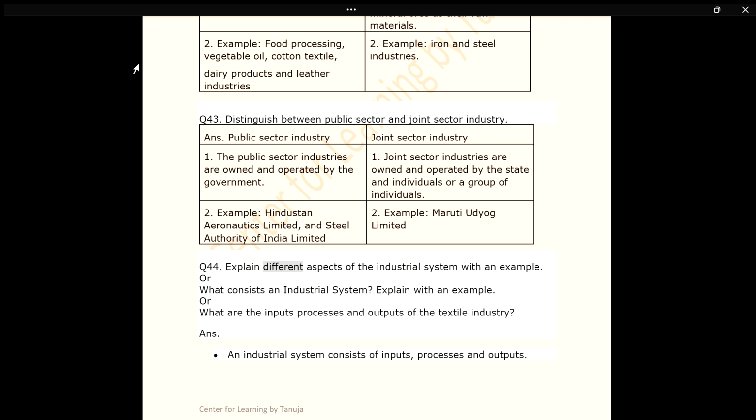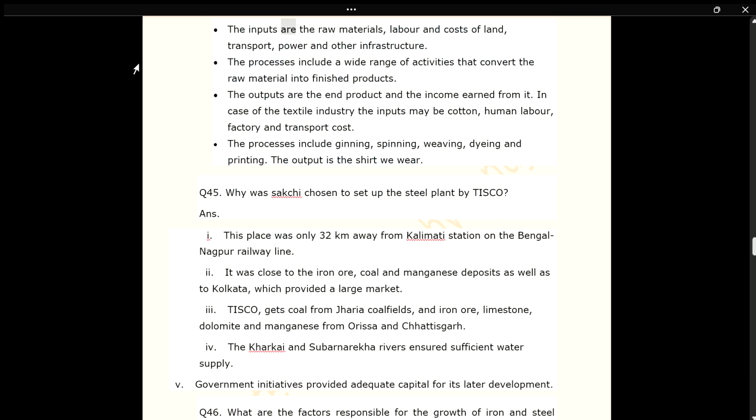Q44. Explain different aspects of the industrial system with an example. Or, what constitutes an industrial system? Explain with an example. Or, what are the inputs, processes and outputs of the textile industry? Ans. An industrial system consists of inputs, processes and outputs. The inputs are the raw materials, labor and costs of land, transport, power and other infrastructure. The processes include a wide range of activities that convert the raw material into finished products. The outputs are the end product and the income earned from it.